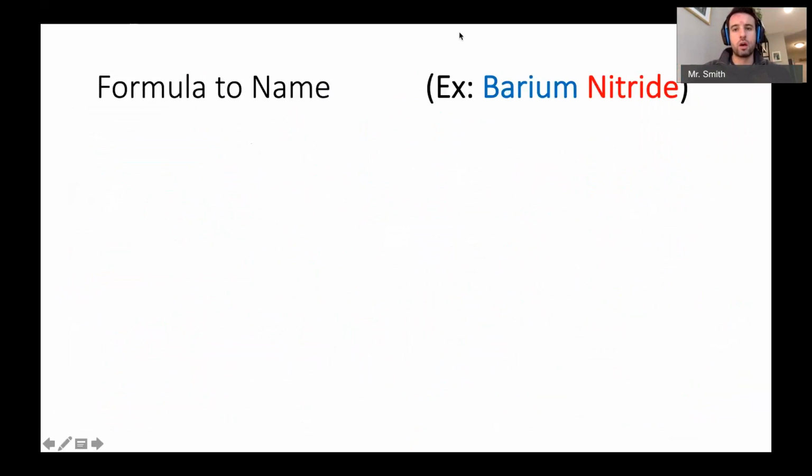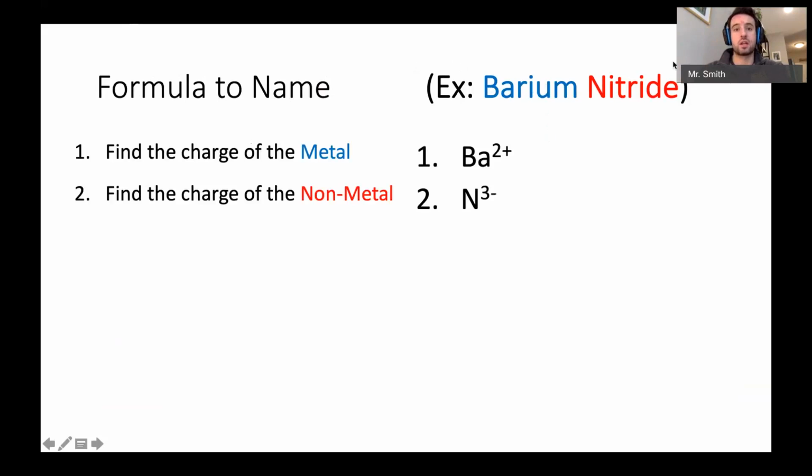Let's start with, say, you've been given the name barium nitrite and you're trying to figure out the formula. Okay, here we go. First, you're going to need to know the charge of the metal, which in this case is the first word, and the charge of the nonmetal, which is the second word.